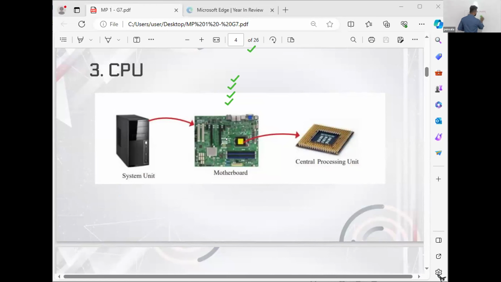Real scenario. If we take the real scenario, the motherboard is like this, right? On this is the CPU, so we can't directly see it, right?